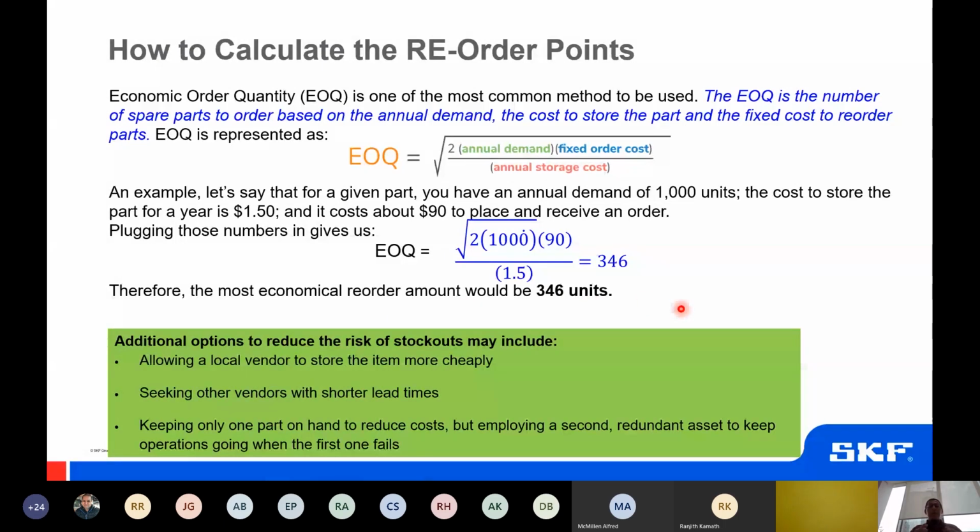because making a reorder point or economic order quantity actually has the goal of reducing the risk of stock outs. But you may also consider allowing a local vendor to store the item more cheaply, seeking another vendor with shorter lead time, and keeping only one part on hand to reduce cost by employing a second redundant asset to keep operation going when the first one fails. Okay, so these are another three that you might think of as additional improvements.